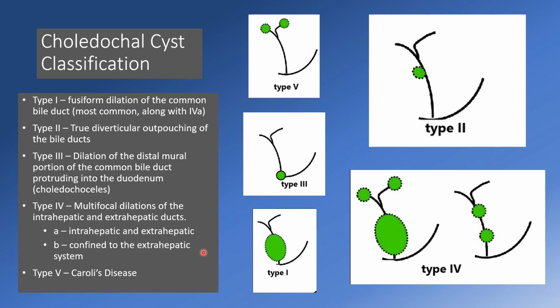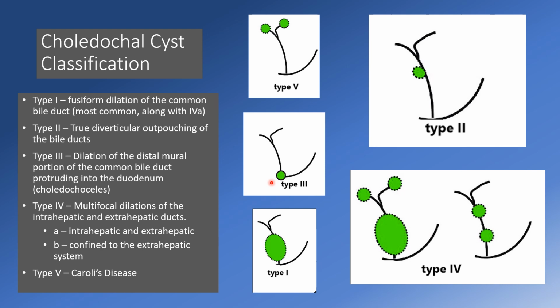Okay, type 3 is dilation of the distal mural portion of the common bile duct protruding into the duodenum. So it's a choledochocele. So what happens is here where the pancreatic duct and the common bile duct come together and enter the sphincter of Oddi through the ampulla of Vater, right there is where you're going to see that dilation of the common bile duct. So it actually will protrude through that sphincter of Oddi and into the duodenum.